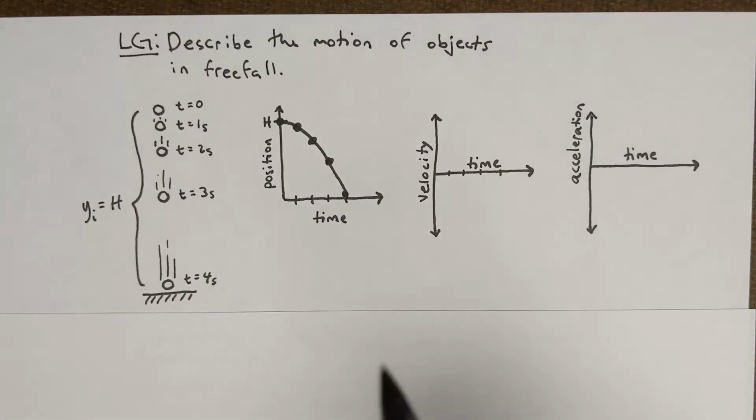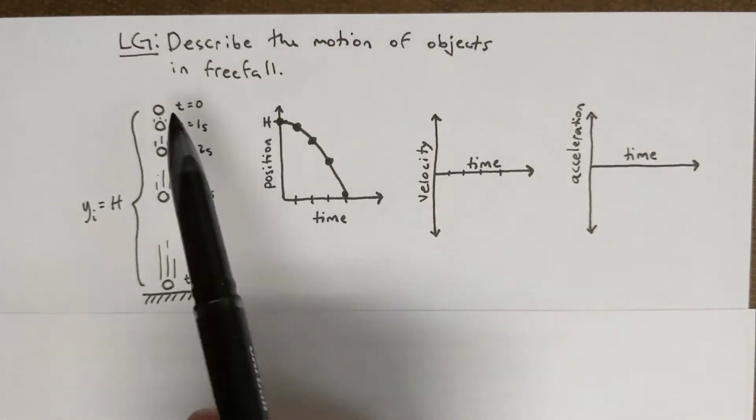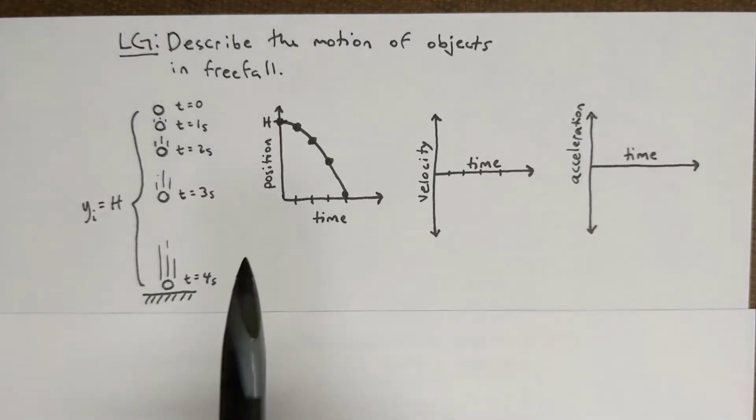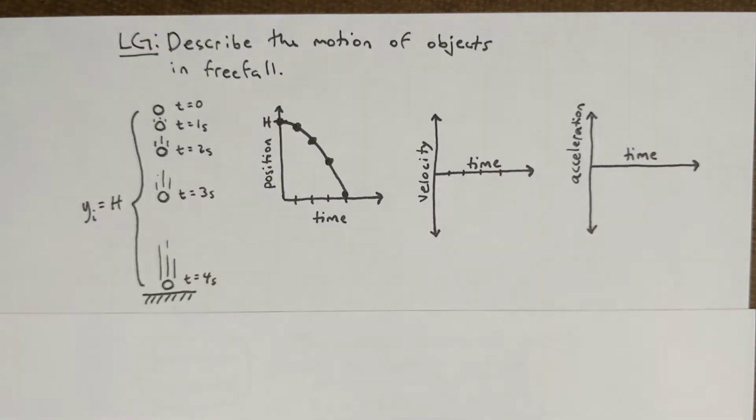Today's learning goal is to describe the motion of objects in freefall. So we're going to consider the situation of an object falling in Earth's gravity.